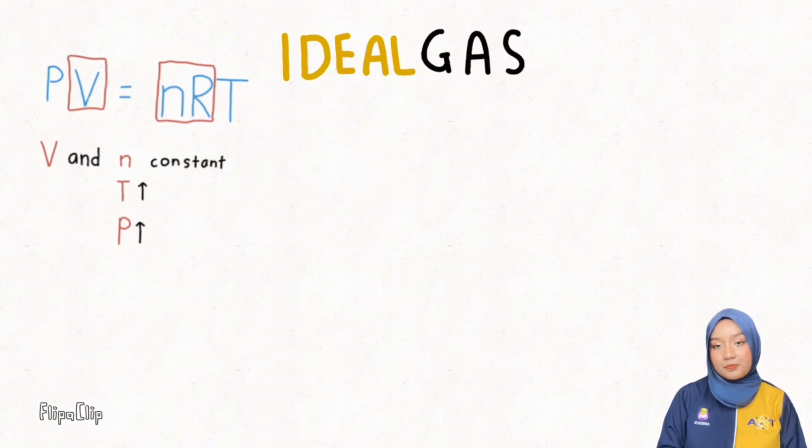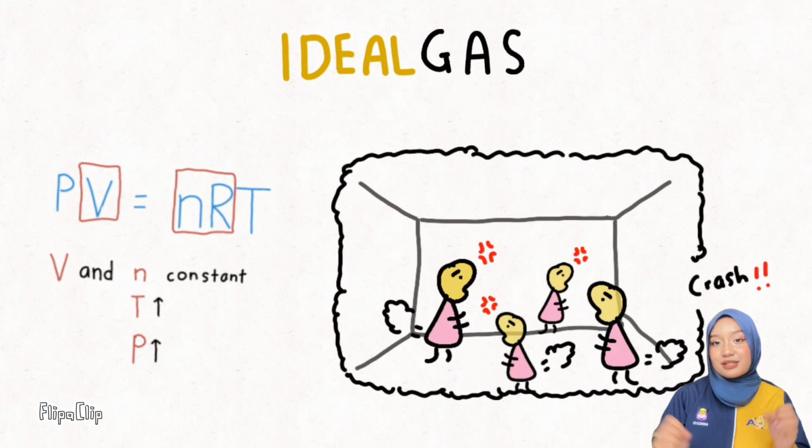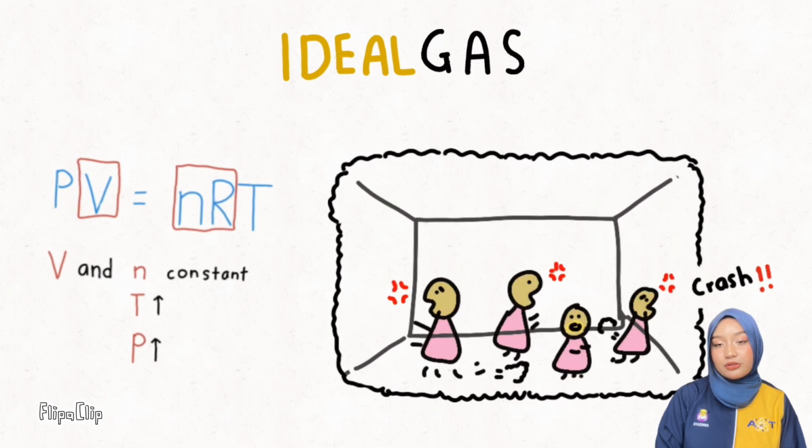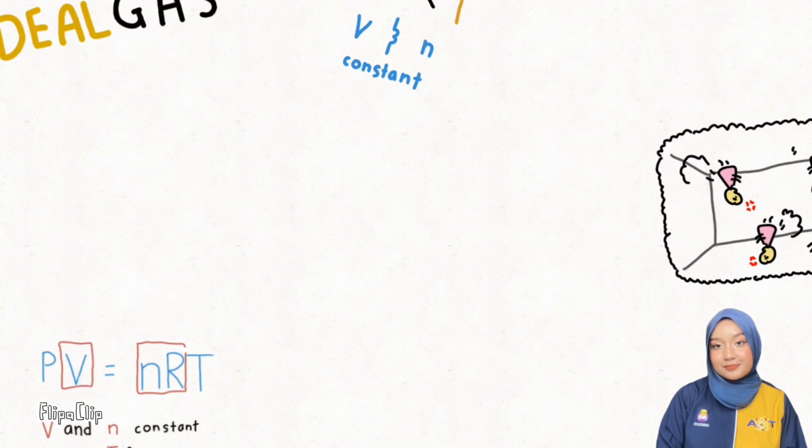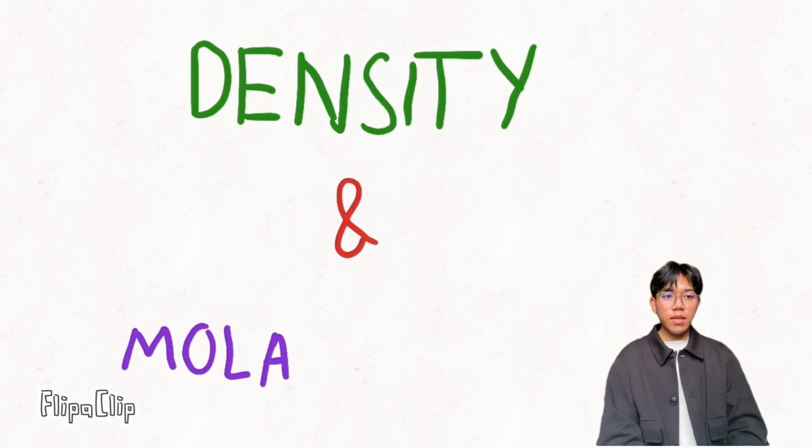For example, if we increase the speed of the kids running, which is the temperature, the kids will crash into the wall more frequently, causing the pressure to increase. So what we can conclude from this theory is that pressure is directly proportional to temperature, while volume and number of moles remain constant. Density and molar mass.